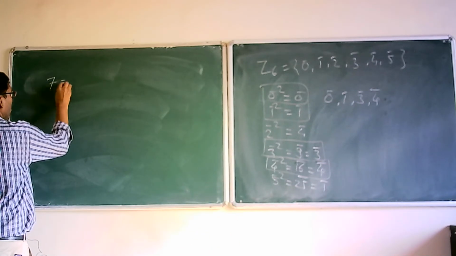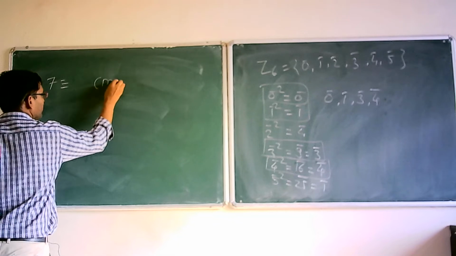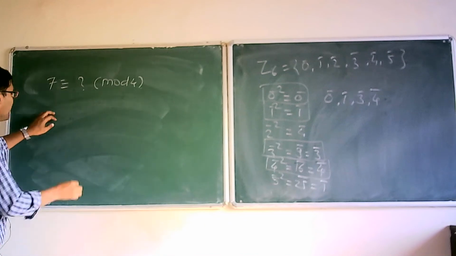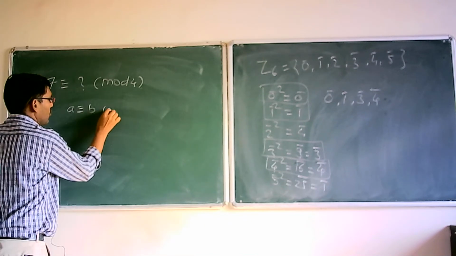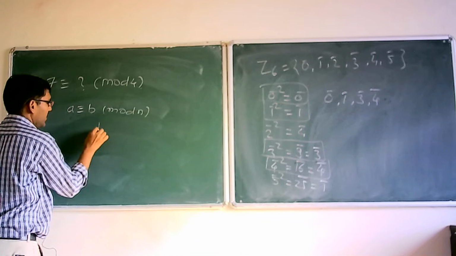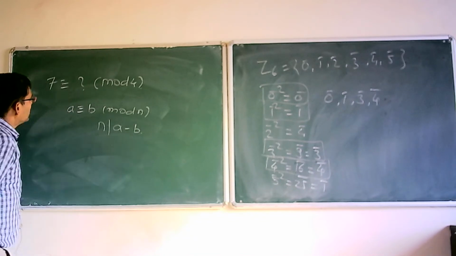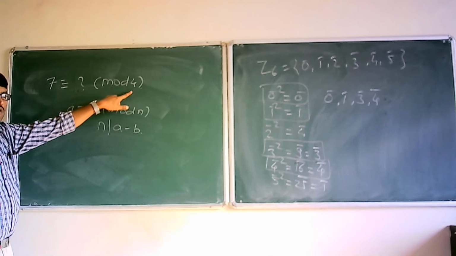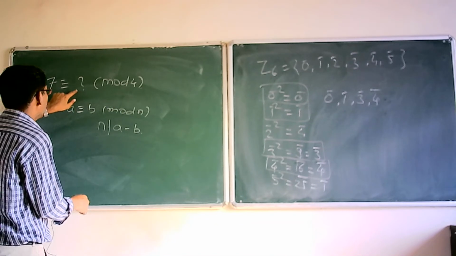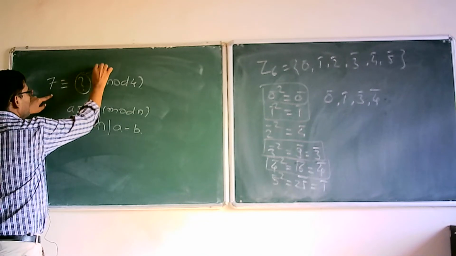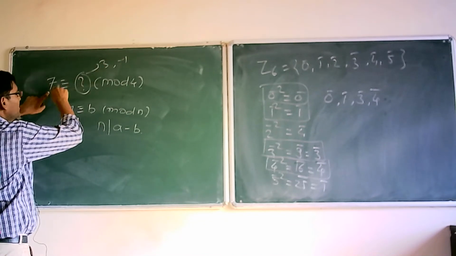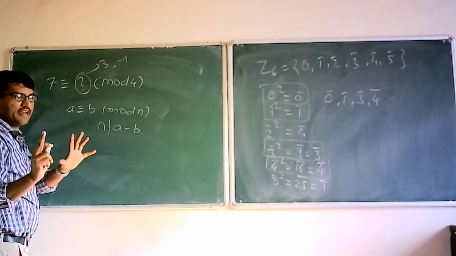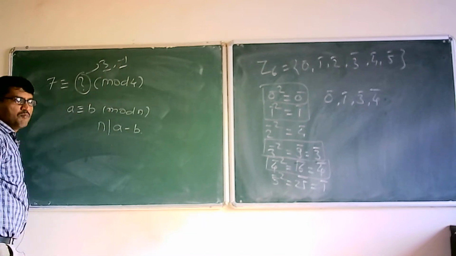What is 7 congruent to modulo 4? So when we say A congruent to B modulo n, it means n divides A minus B. So if you want to determine these numbers, then their difference must be a multiple of 4. So what are the choices? This number may be 3 or minus 1. Because what is 7 minus 3? 4. Okay. Now what is 7 minus 1? It is 8. So the option may be 3 or minus 1.